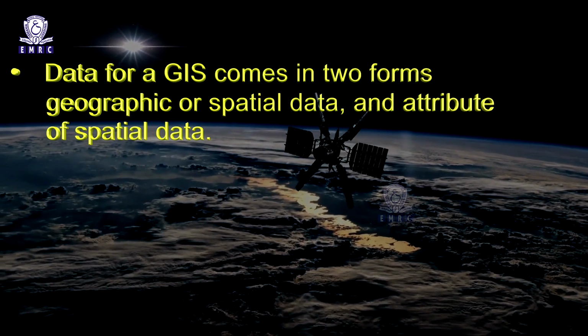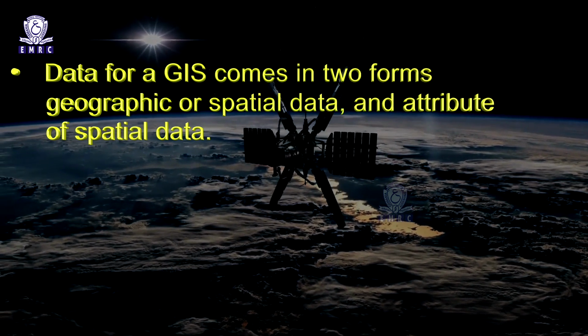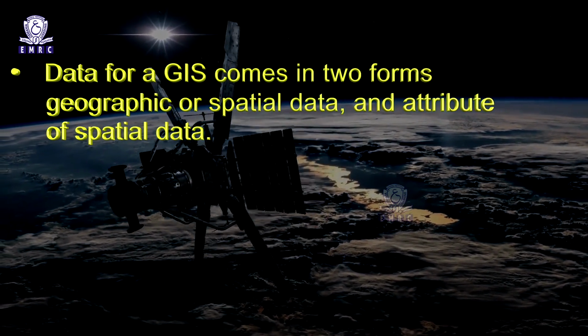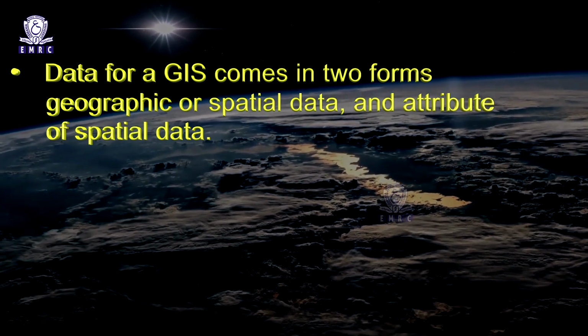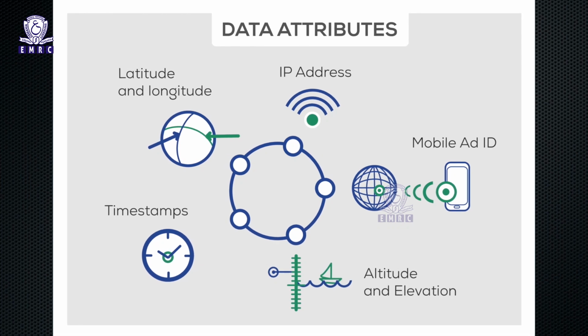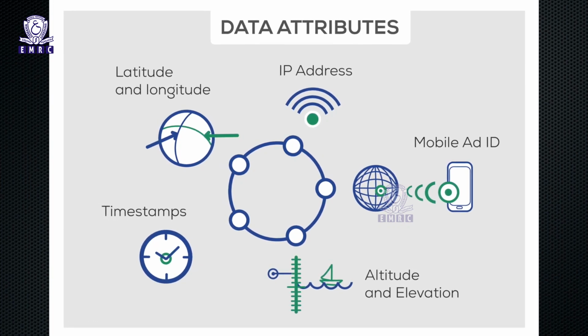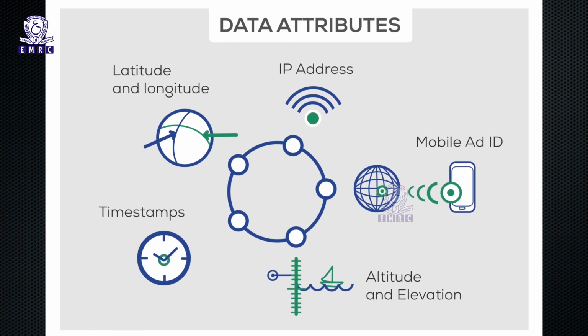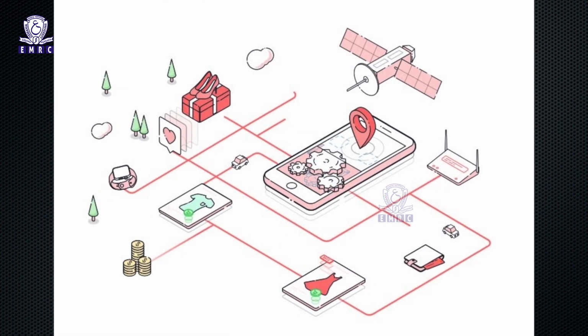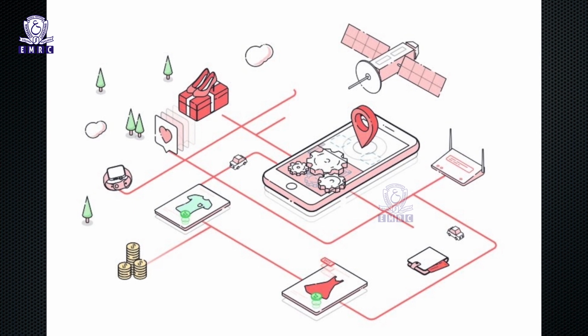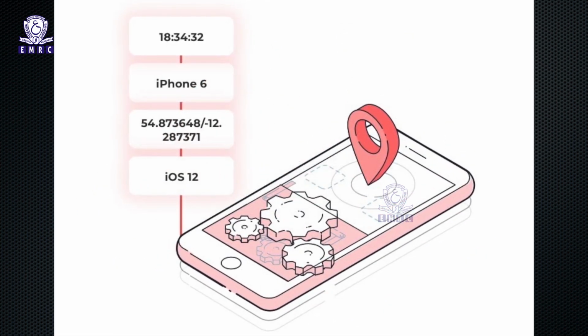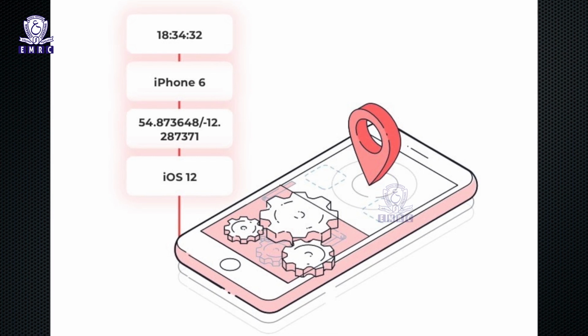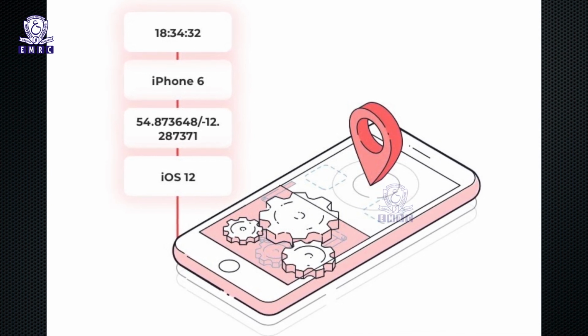Data for a GIS comes in two forms: geographic or spatial data, and attribute data of spatial data. Spatial data are the data that can contain explicit geographic location in the form of a set of coordinates. Attribute data are descriptive sets of data that contain various information relevant to a particular location. Example: depth, height and sales figures, and can be linked to a particular location by means of an identifier. Example: address and zip code.